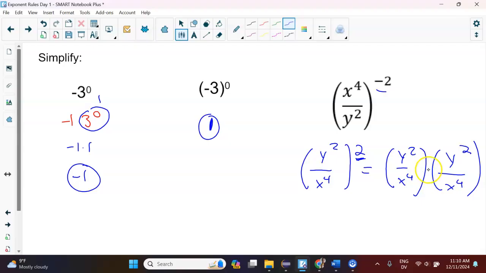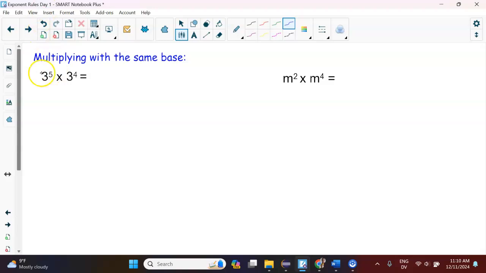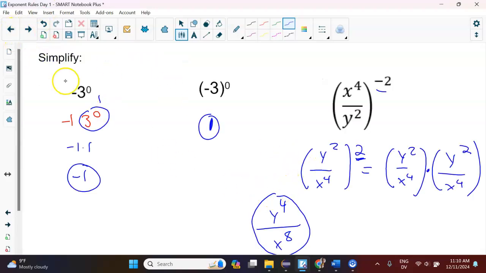Okay, and then from here, if you multiply the numerators, this is the next rule we're going to get into in a second here, but if you do the numerator, y squared times y squared, you actually add the exponents there, that becomes y to the 4th, and then x to the 4th times x to the 4th becomes x to the 8th. You actually end up adding them, and we're going to do that rule here in a second. So yeah, this one actually is our rule next.